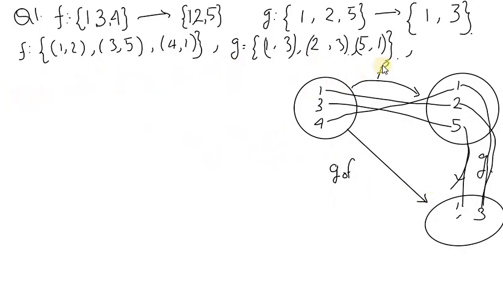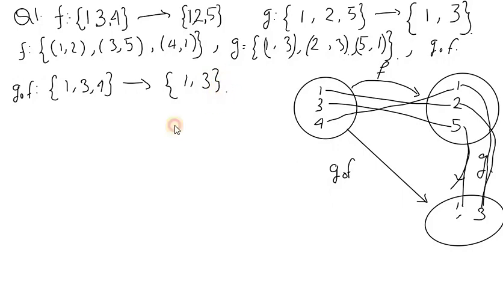Now our aim is to find what? g of f. Okay, so g of f is a function from 1 3 4 to 1 3. So you write g of f is a function from the set 1 3 4 to 1 3. Now we have to find the function value of each point under g of f.